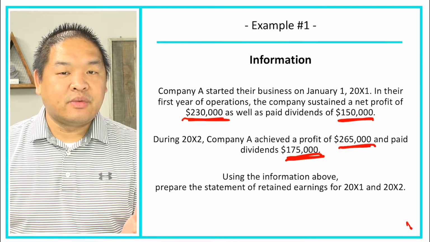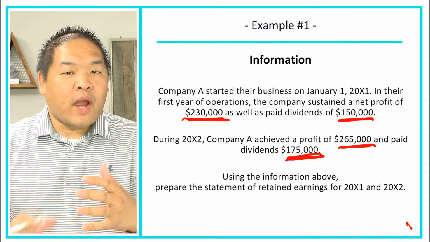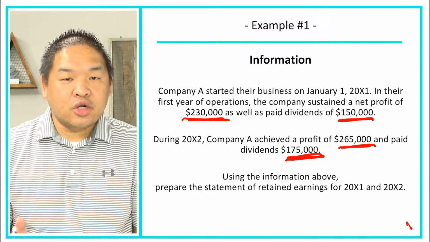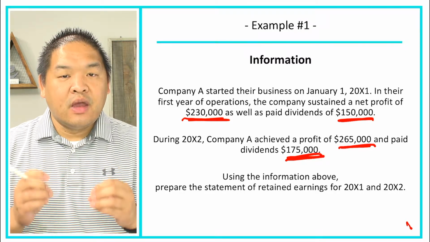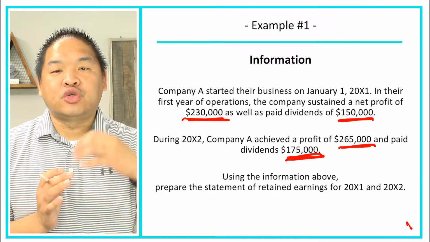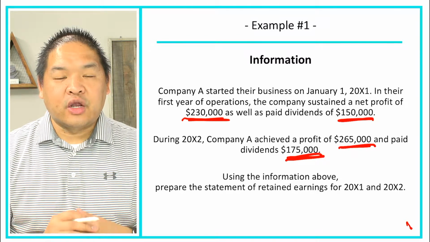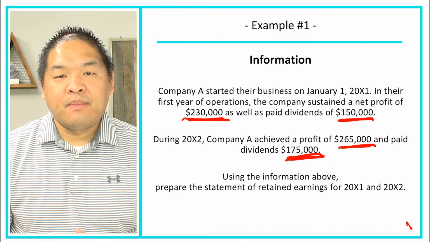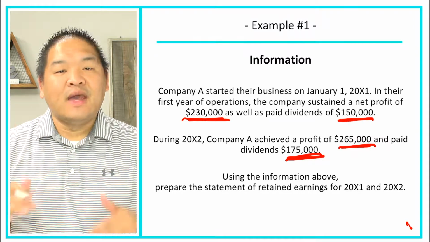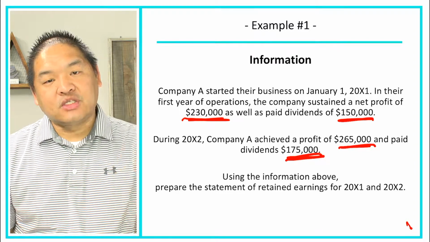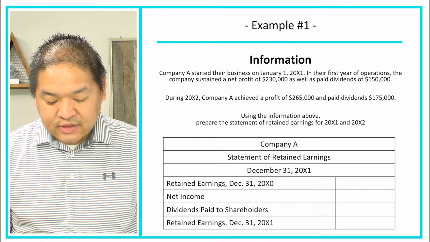If you remember in the statement of retained earnings video, we talked about how the statement of retained earnings basically is a reconciliation of the retained earnings number, and that number represents how much undistributed profit the company has decided to retain rather than distribute to their shareholders. So we are going to prepare that statement by starting with the beginning balance, making adjustments to it, and then getting to our ending balance. So let's go ahead and move to 20X1 and prepare that statement of retained earnings.